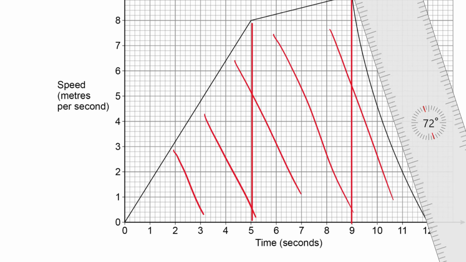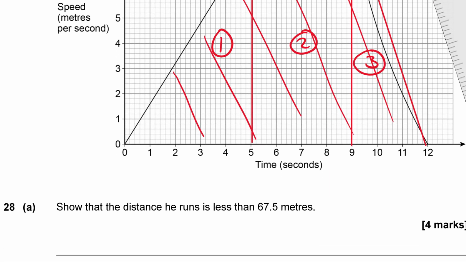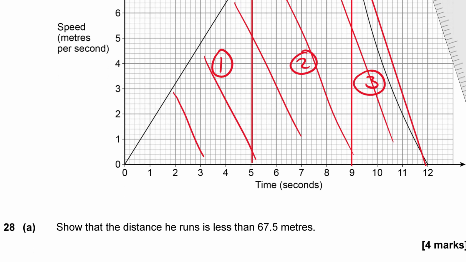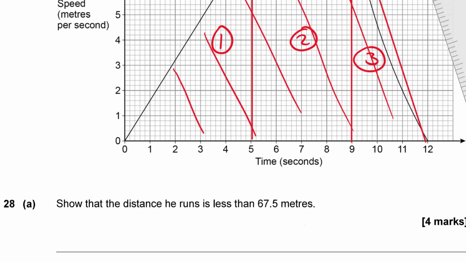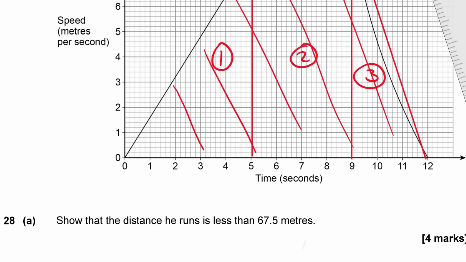I'm going to draw a line from there to there, and I'm going to say that this last section is a little bit less than this triangle here. Okay, so I've got 3 parts. I've got this part, 1, 2, and 3. Okay, I need to find the area of these 3 shapes and then add it together, and then that will be my estimate for the distance traveled.